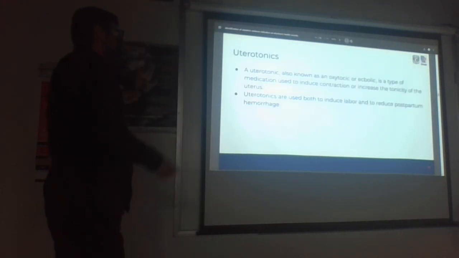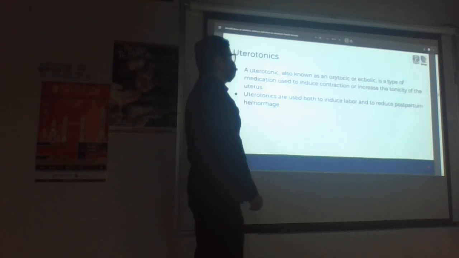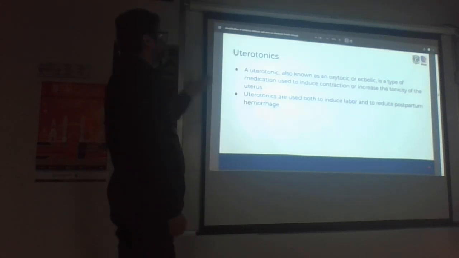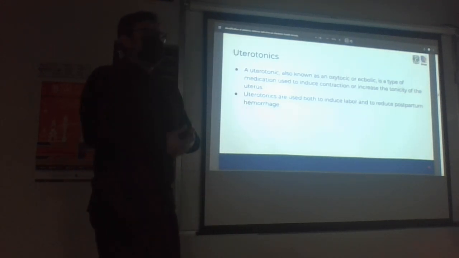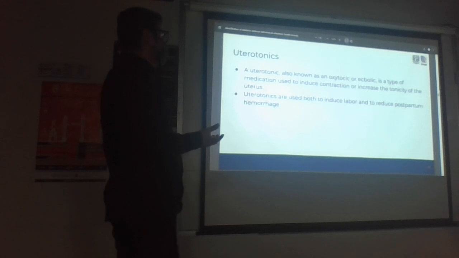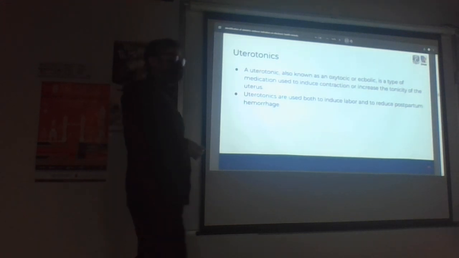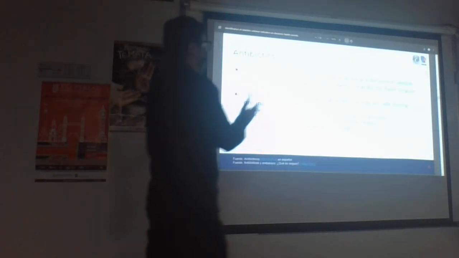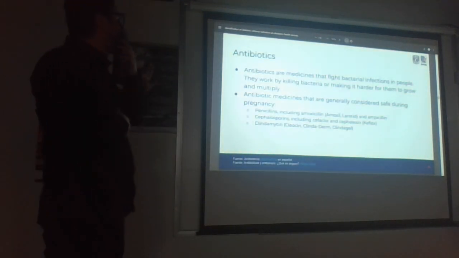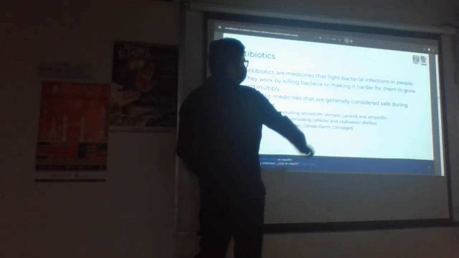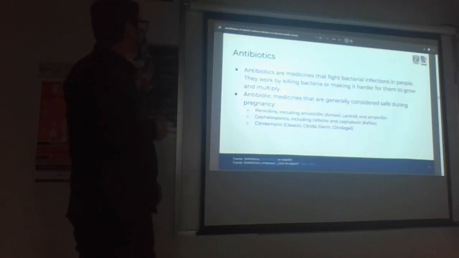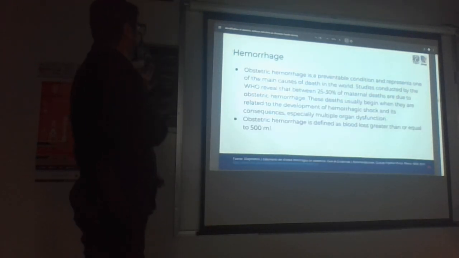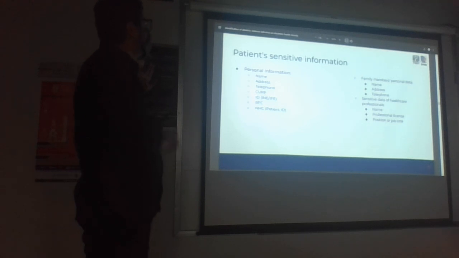The uterotonics are drugs, also known as oxytocin or ergometrine, used to induce the contraction or increase the tonicity of the uterus, to accelerate the process in the labor. The antibiotic is one drug. You see, I have a lot of slides. Right, next, please.